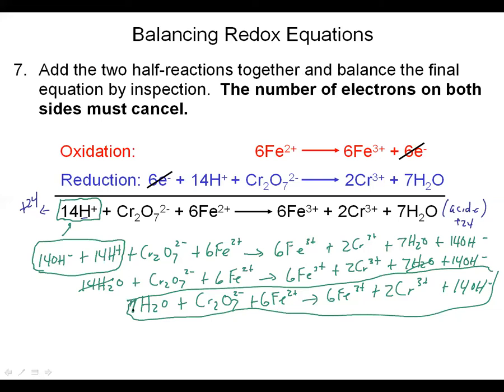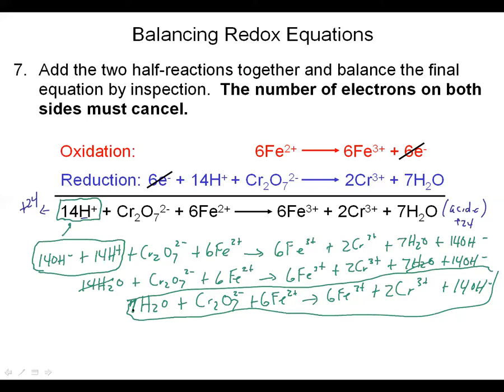So let's take a look again just to verify. We have 14 hydrogen on the left, 14 on the right. We have 7 and 7 oxygens on the left, gives you 14, 14 on the right. 2 Crs on the left, 2 Crs on the right, and 6 irons on the left, 6 irons on the right.